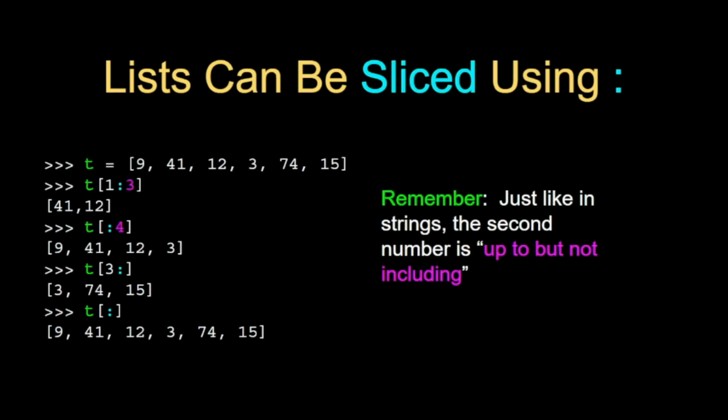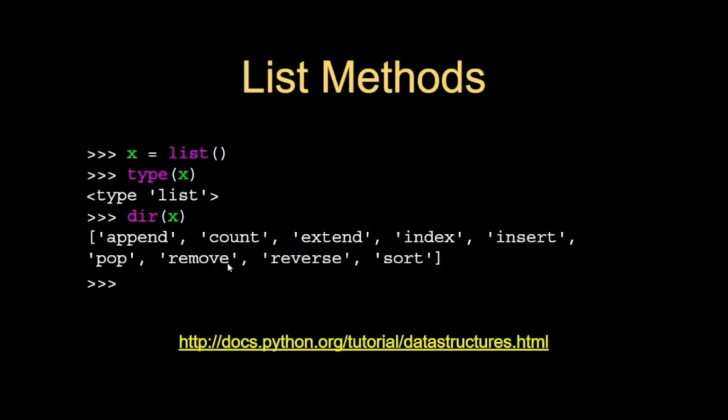Now second, we are going to list methods. There are many types of lists. If you want to check the type of a list, you can print type of x, and it will print type list. And if you want to check how many methods there are in the list, you can print this command and see. There are several methods in the list, like append, count, extend, index, insert, pop, remove, reverse, and sort.